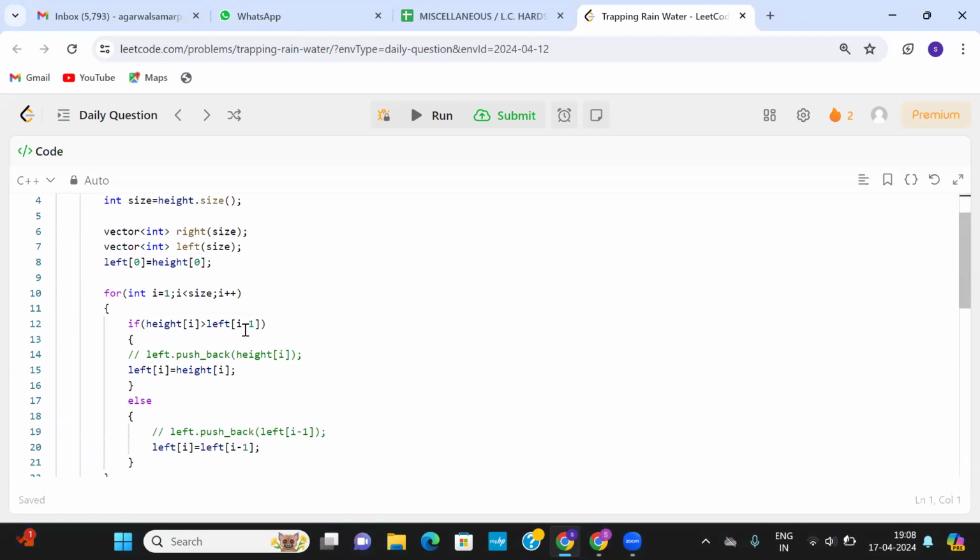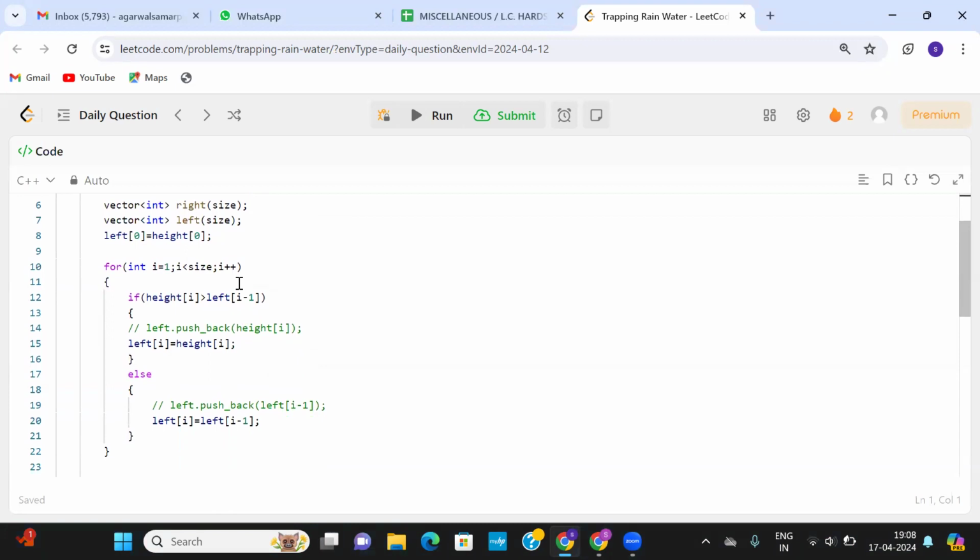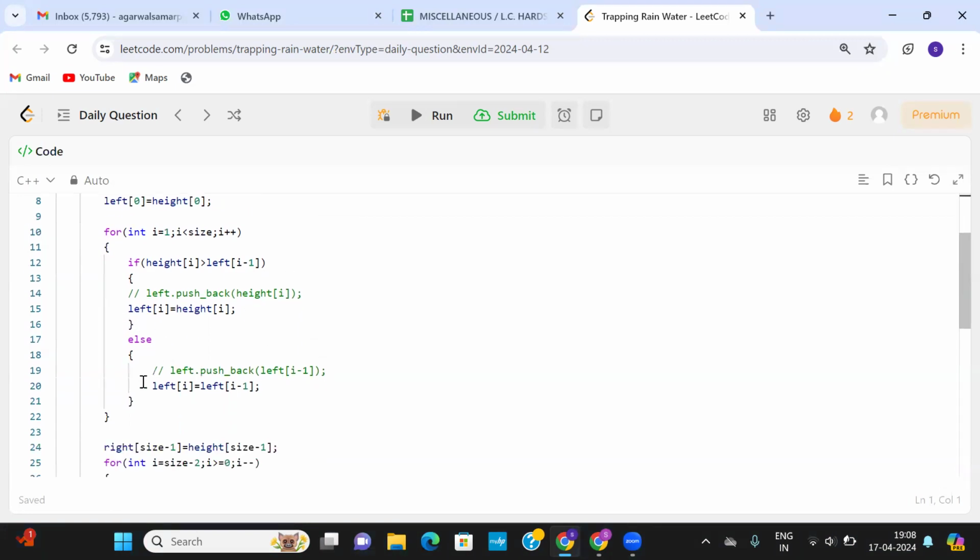Then we have iterated for int i equals 1, i less than size, i plus plus. If height at the index of i is greater than left at the index of i minus 1, we are updating, that is, left at the index of i equals height at the index of i. Else, we are doing left at the index of i equals left at the index of i minus 1. What is this left vector doing? This vector is giving us the maximum height which is present towards its left.